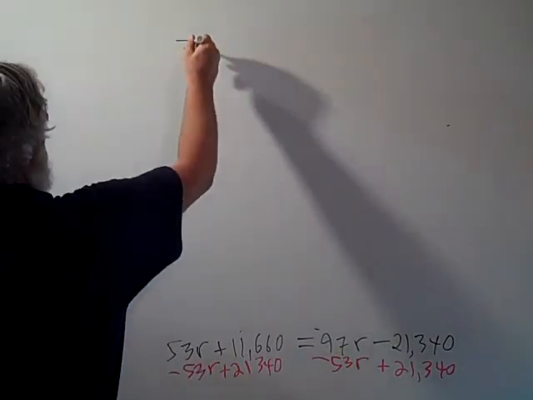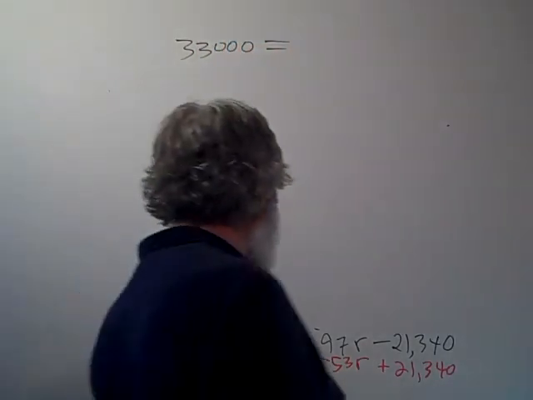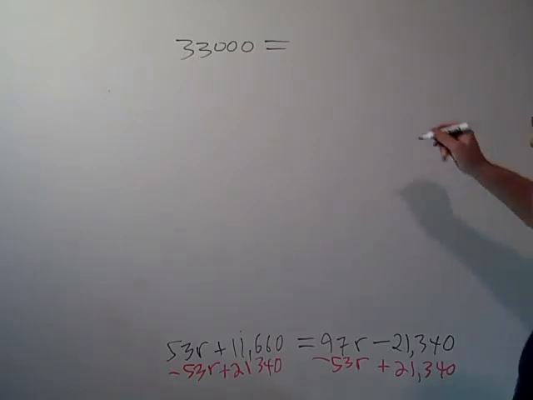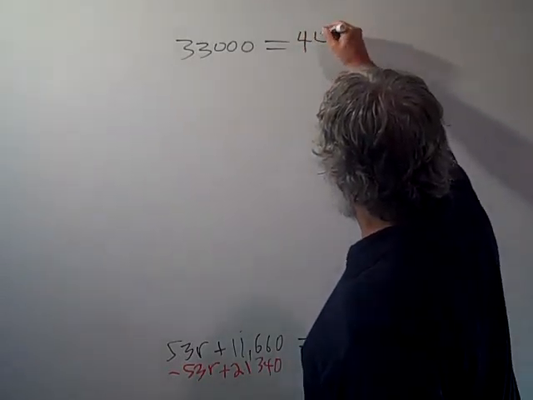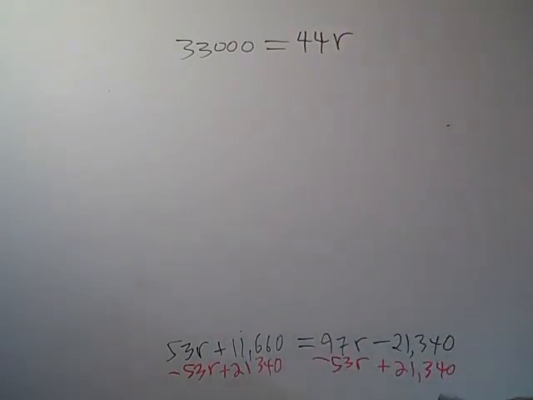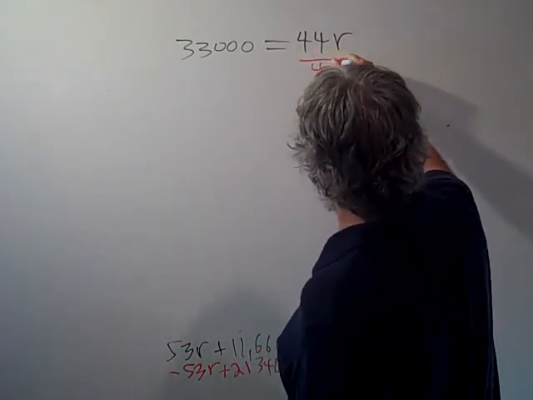So on the left side we have 33,000. And on the right side, we've got 97 r's. Take away 53 r's, which is 44 r's. Finally, to solve for r, the speed of the jet without the wind, just divide both sides by 44.